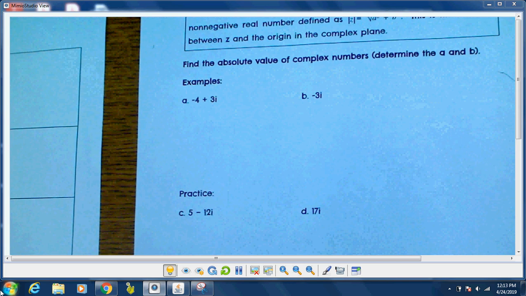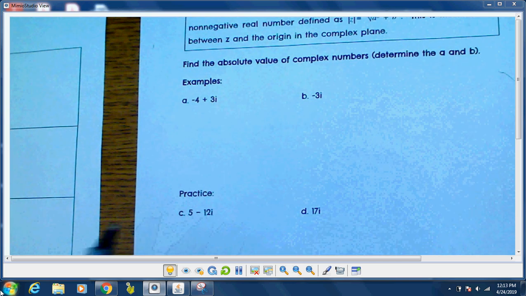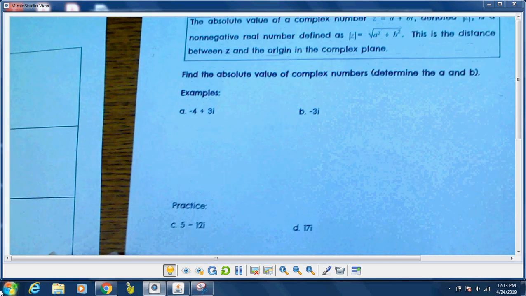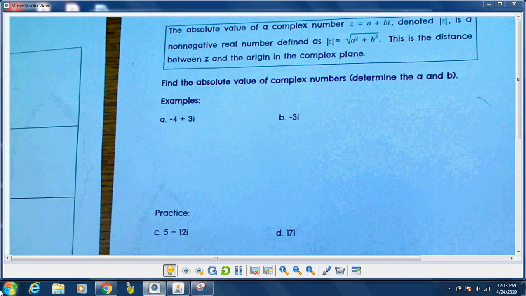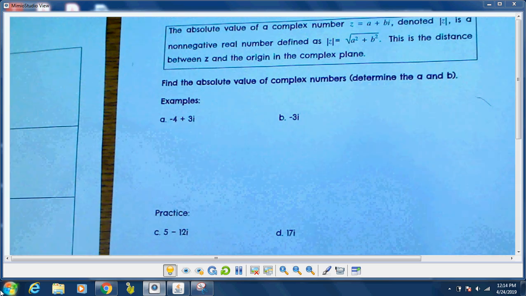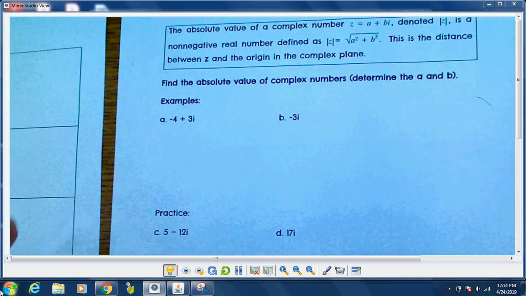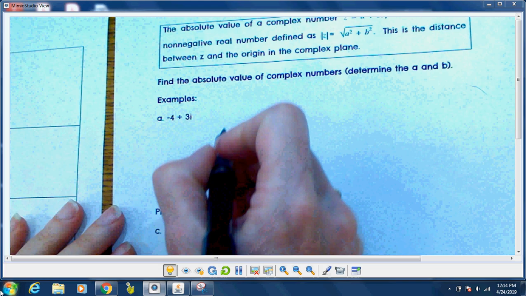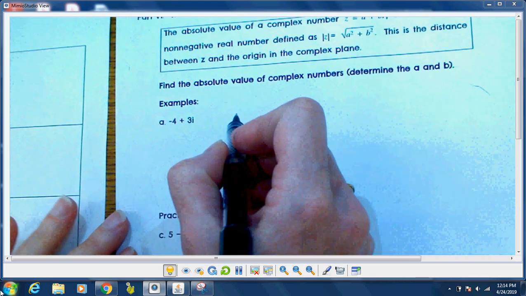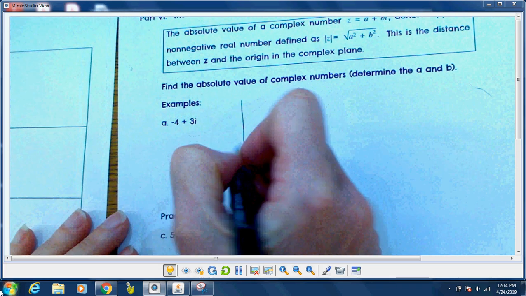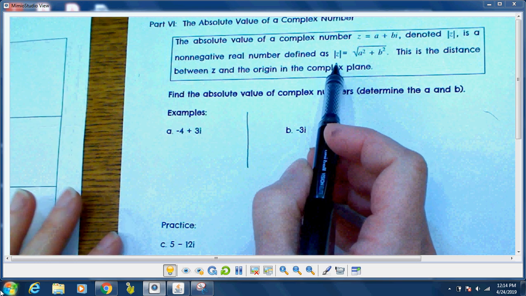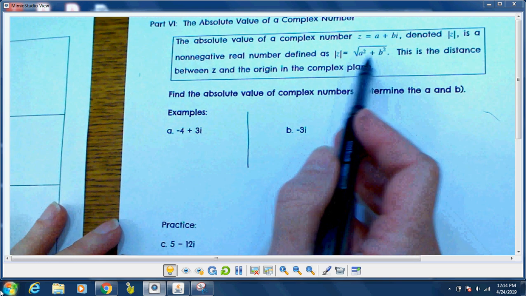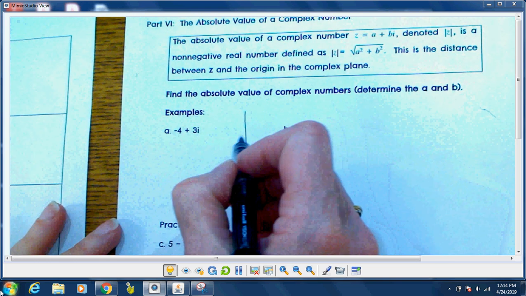Okay, so we've got the absolute value. Basically all the absolute value is the distance between z and the origin in the complex plane. Honestly, I found this a lot easier to do when I thought in terms of Pythagoras. So when I sketched this one out, negative 4 plus 3i, because they give you this formula, and it just confused me, but it really just is Pythagoras hidden.